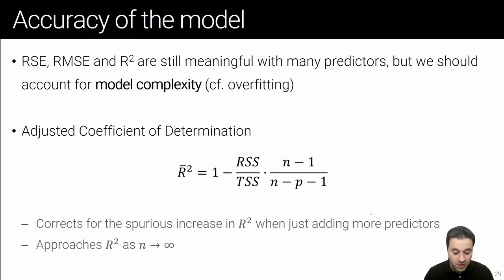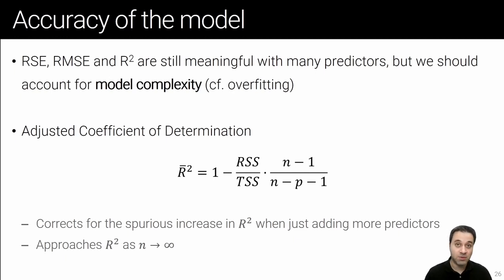So, okay, let's take a look at the accuracy of the model. Everything we saw in the previous video still applies here. We can compute the residual sum of squares, the RMSE, the R square. All that still makes sense here, is meaningful. But if you think about it, we should start accounting for a possible case of overfitting. We should take into account the complexity of the model.